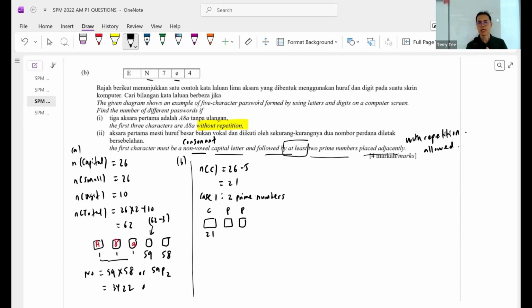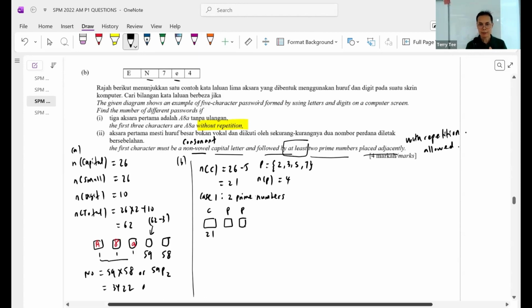Okay, now let's look at prime number. How many prime numbers do we have from 0 to 9? Prime numbers are numbers that can be divisible by 1 and itself. The smallest prime number is 2. Next one, 3. Next one, 5. Next one, 7. So the number of prime numbers is 4. So I put the 2 prime, so this one's 4. Here's the thing.